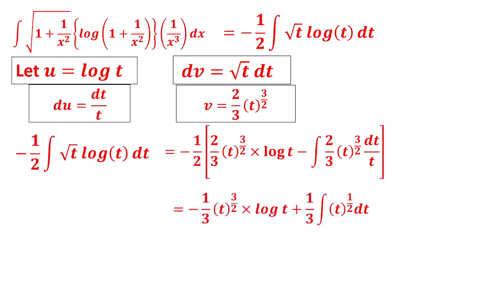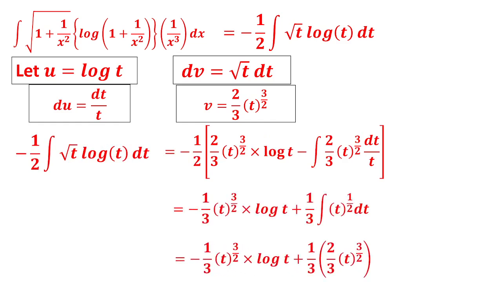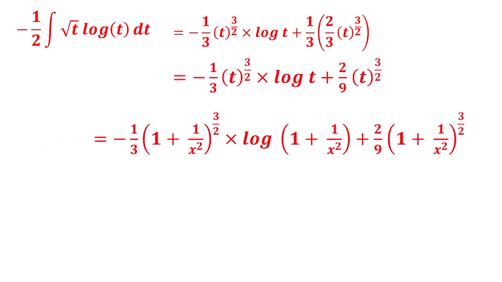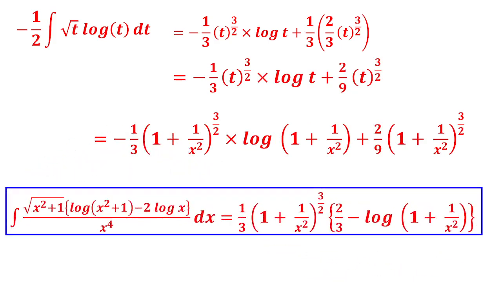Don't forget that minus half, then I am multiplying it. I am doing the integration. I am doing the resubstitution. Now you can simplify it, or you can leave it as it is also. I have taken 1 by 3 into (1 plus 1 by x square) whole power 3 by 2 outside, and then I have given you the answer.